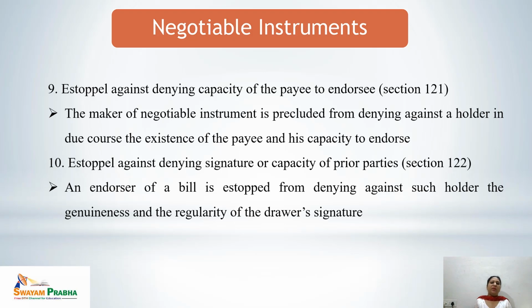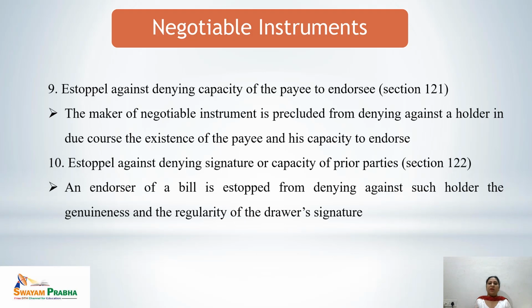Next is estoppel against denying capacity of the payee to endorse. That is covered under section 121. The maker of the negotiable instrument is precluded from denying against a holder in due course the existence of the payee and his capacity to endorse. Any person who has the valid hold of the negotiable instrument has the capacity to endorse it. So it cannot be stopped.